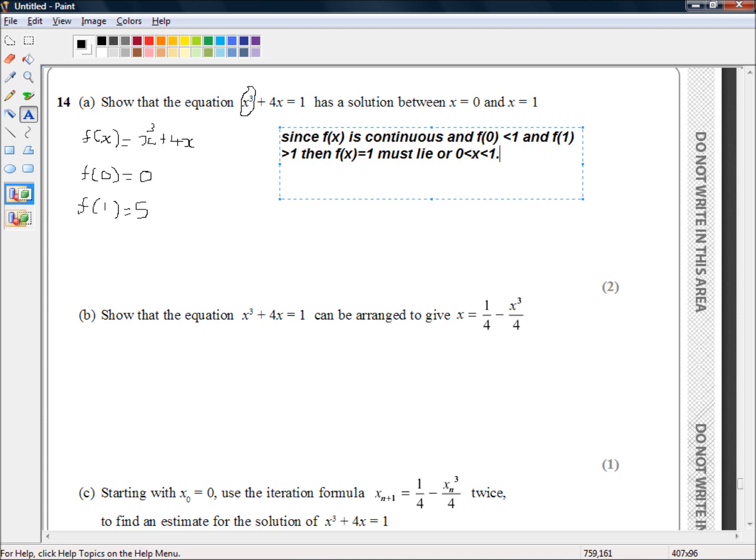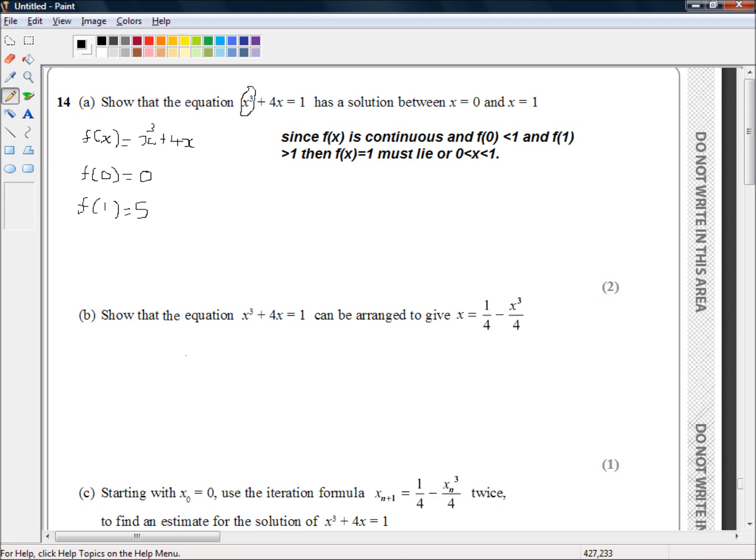So the important thing there is that you know that it's a continuous function, and that because f of 0 is less than 1 and f of 1 is greater than 1, then f of x is equal to 1 must lie somewhere between x equals 0 and x equals 1. And that's your 2 marks.